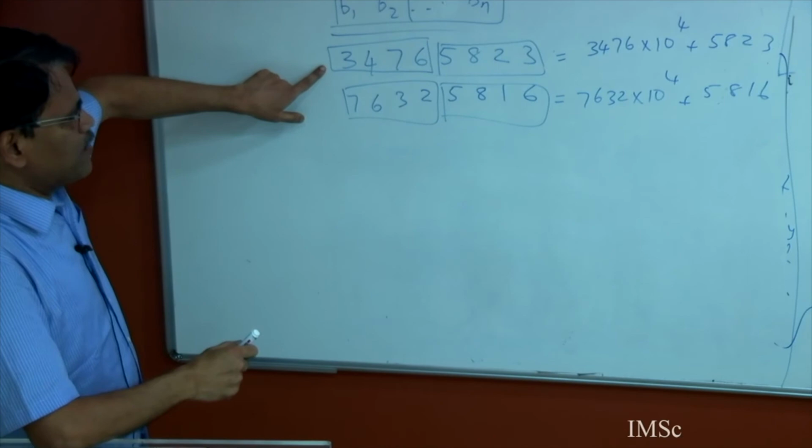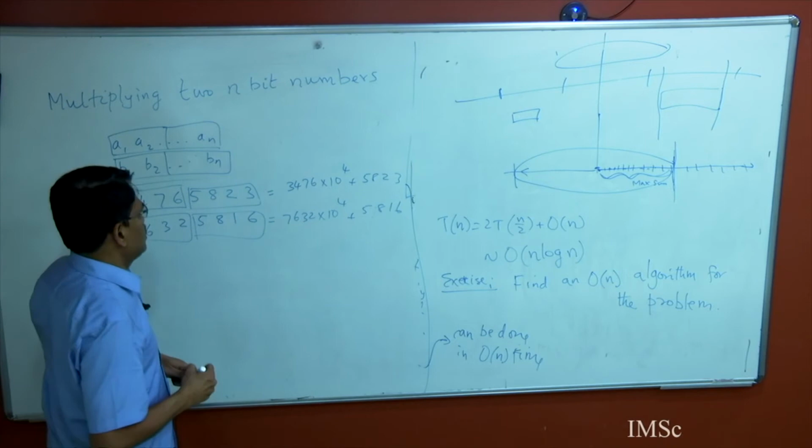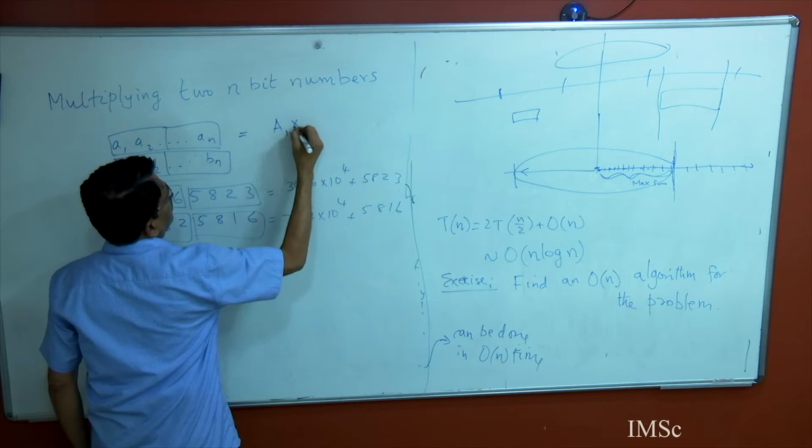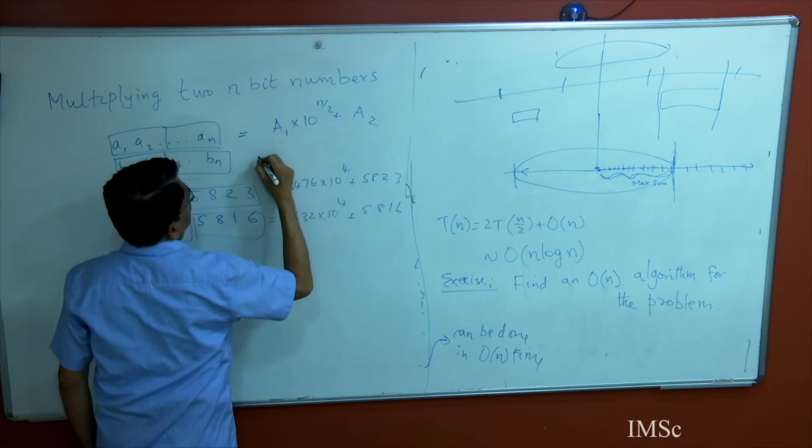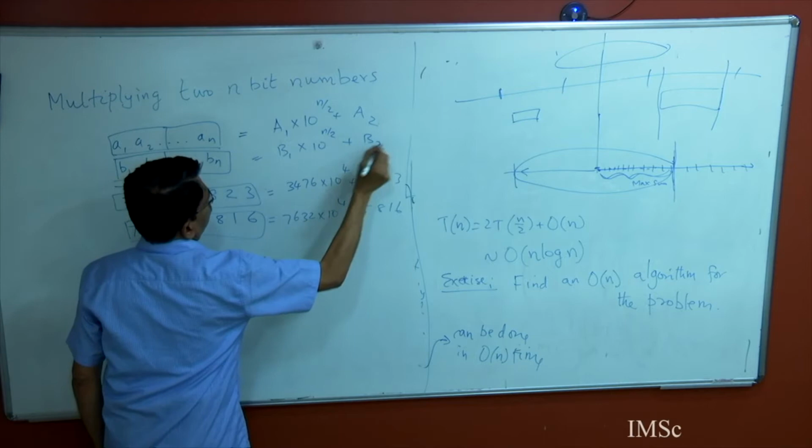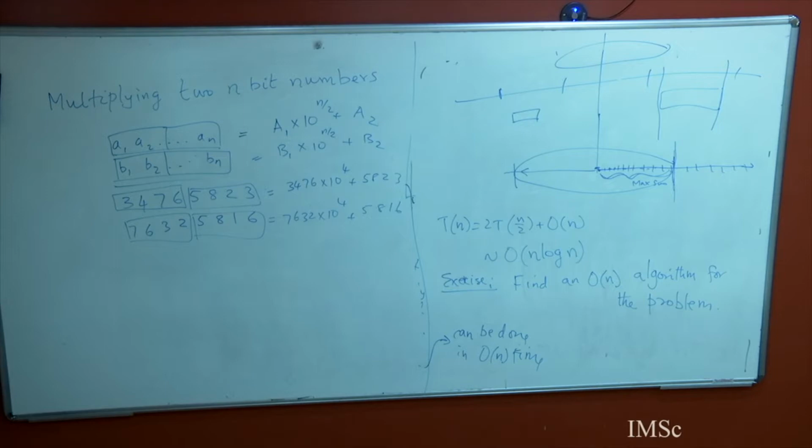So when I want to multiply these two 8-digit numbers, when I break them up like this, in general you can think of it as something like A1 times 10 to the power n by 2 plus A2. And this would be B1 times 10 to the power n by 2 plus B2. And what do I know about A1? It's an n by 2 digit number. B1 is an n by 2 digit number. A2 is an n by 2 digit number. B2 is an n by 2 digit number. So somehow I can recurse, right?